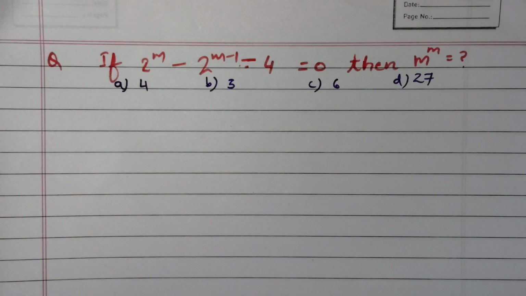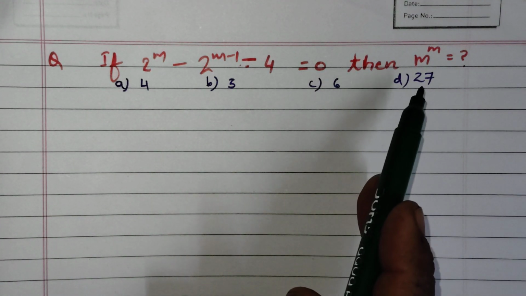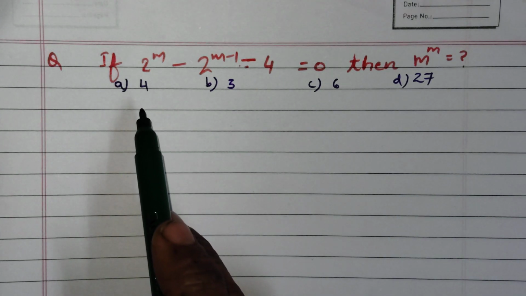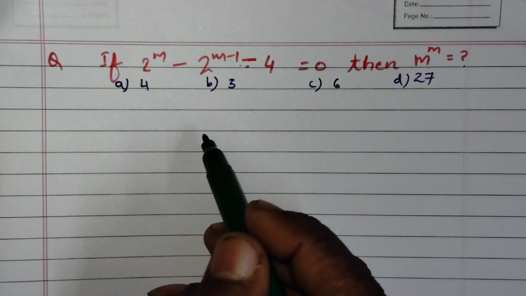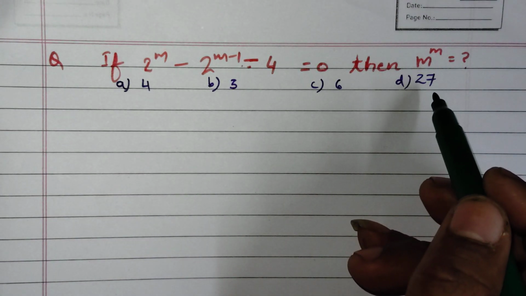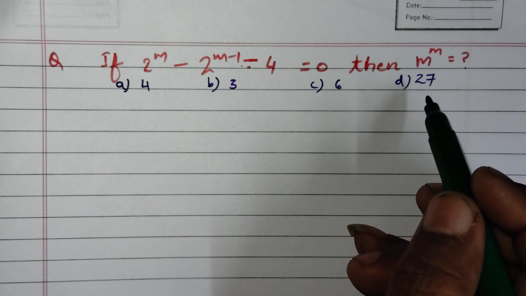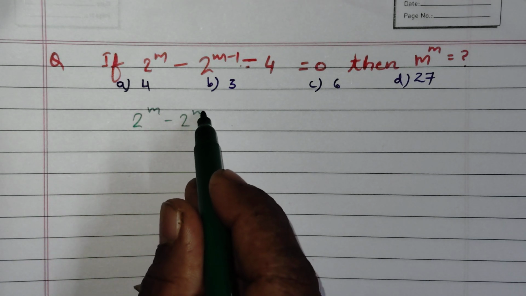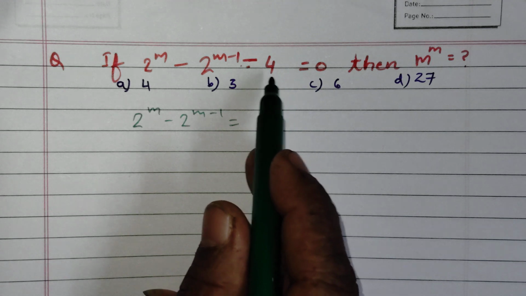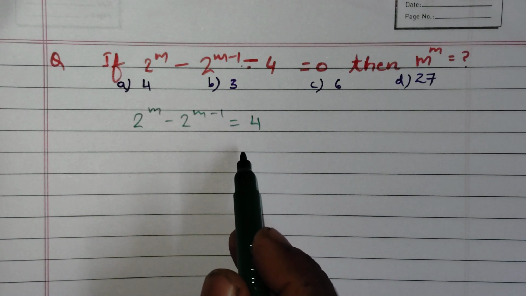So this next question is also similar. If 2 raised power m minus 2 raised power m minus 1 minus 4 equal to 0, then m raised power m is question mark. Options given are 4, 3, 6 and 27. Now there is m raised power m. So this is not an option-wise solution. We check 2 raised power m minus 2 raised power m minus 1 equal to, adding 4 on both sides, we get 4. So 2 raised power m minus 2 raised power m minus 1 equal to 4.